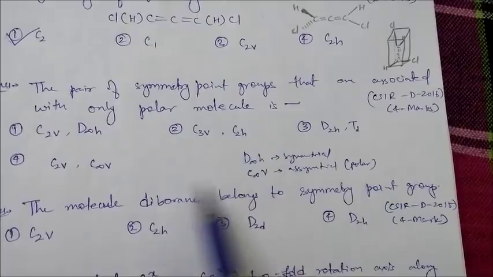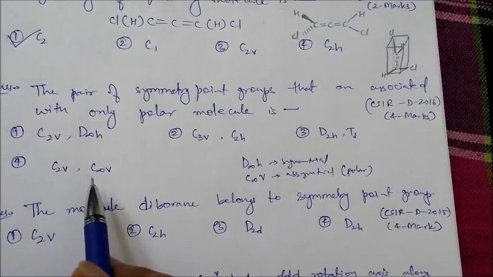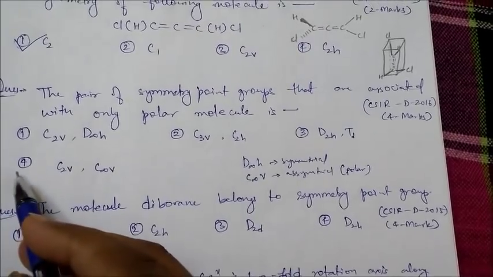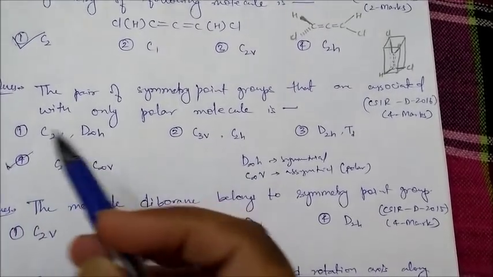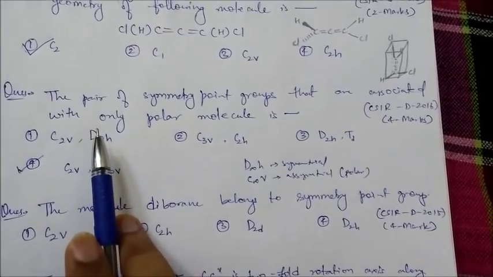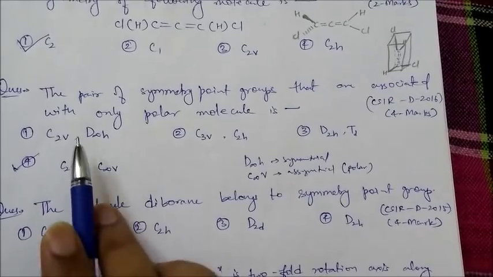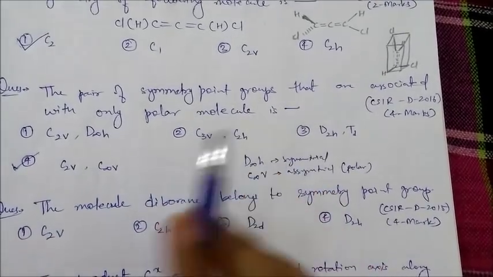So if you know this thing, your answer becomes very easy for you. Only the fourth option there is C infinite V, so the correct option will be the fourth option. You can check out all the different point groups and check whether any polar molecule is giving both of the pairs in any one, okay.